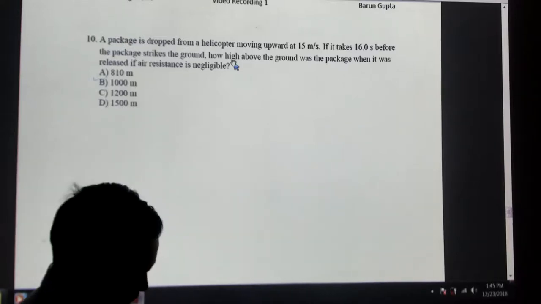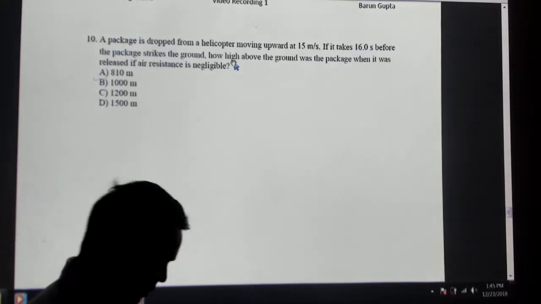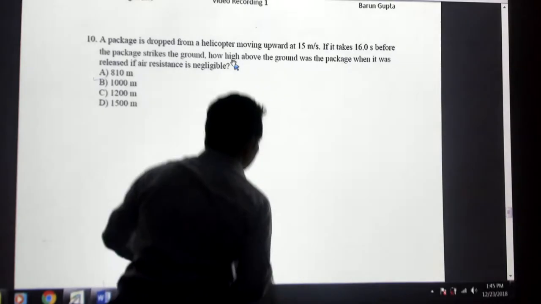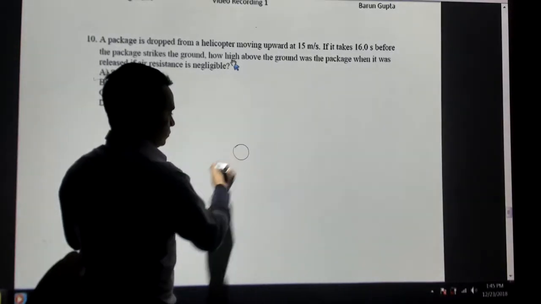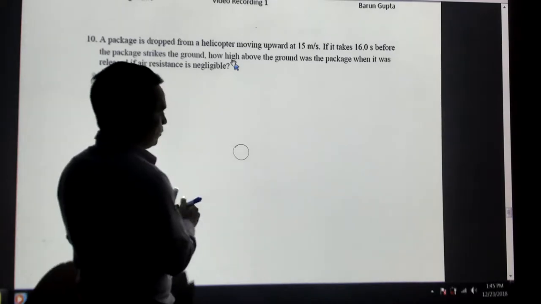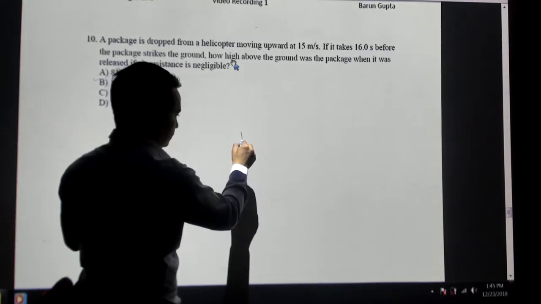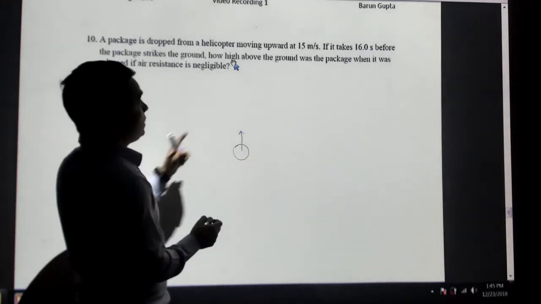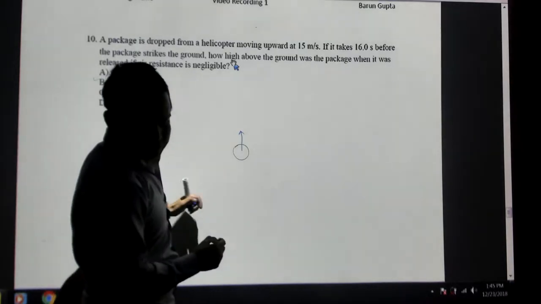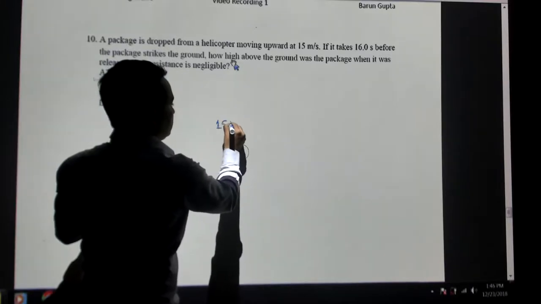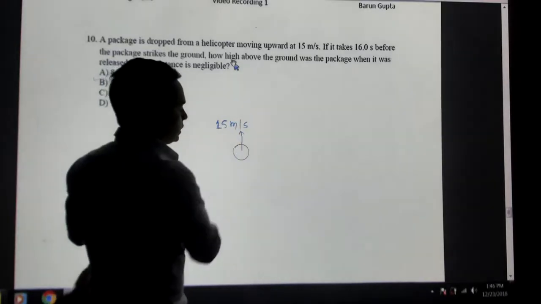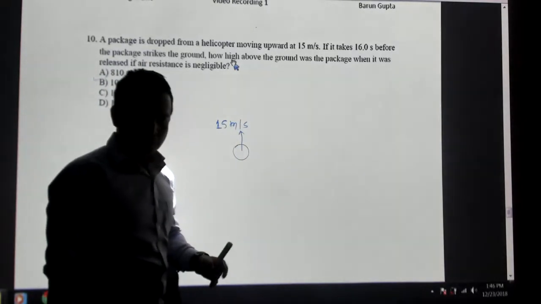In this problem, an aeroplane is moving upward. Let's say you have an aeroplane and it is moving upward, and the speed is 15 meter per second. So the speed is 15 meter per second. This is your initial speed.